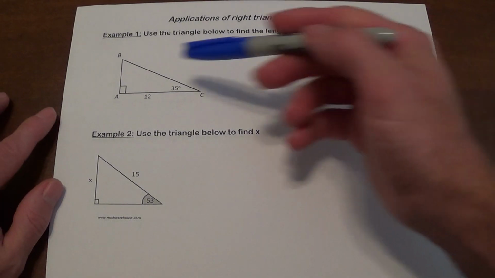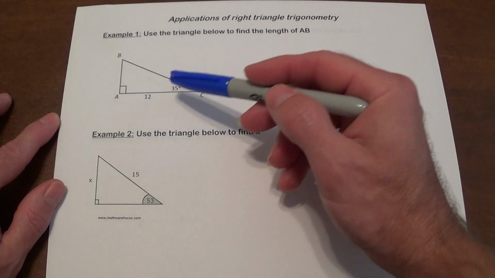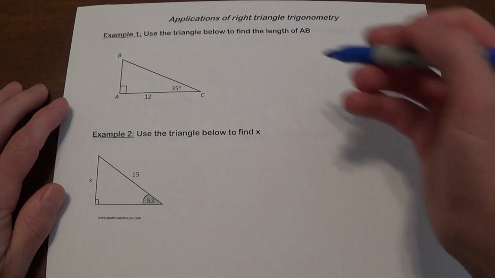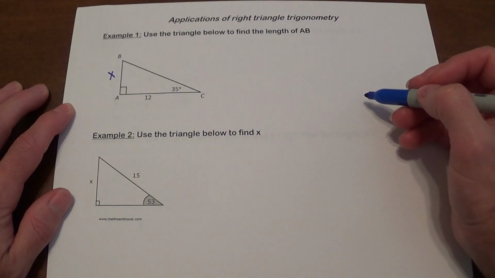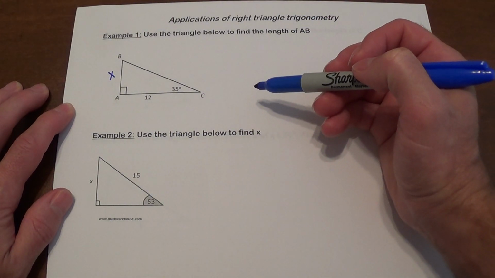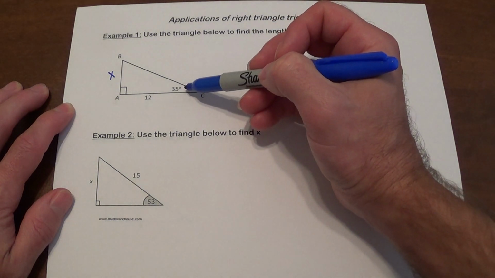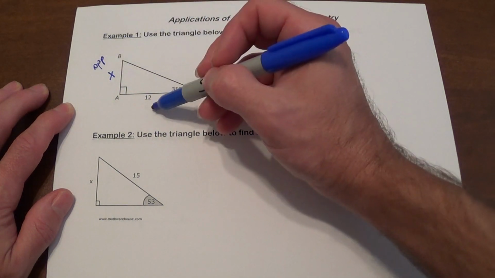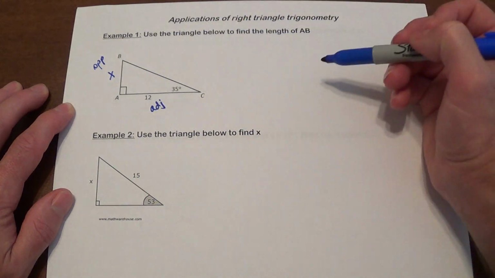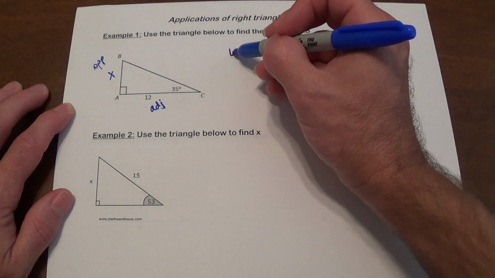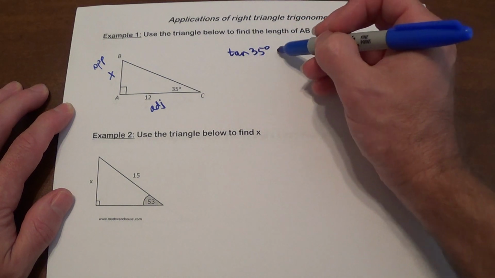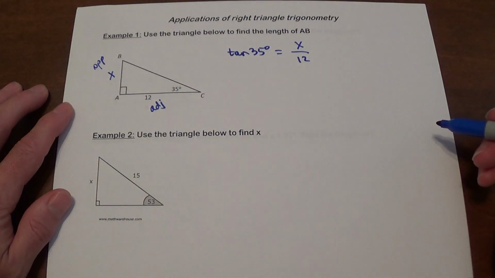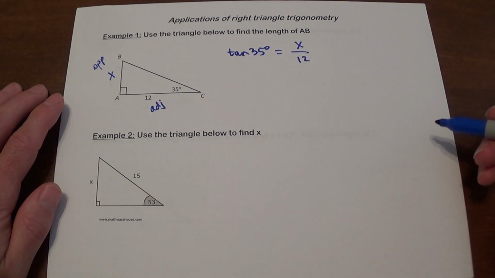Here's our first example. We have this right triangle here. This side is 12, this angle is 35, and the side that we're trying to find is AB. So let me call this X. For that angle, because the angle is going to determine what you are trying to work with, this is the opposite side and this is the adjacent side, which means we're going to work with tangent. So tangent 35 degrees equals x over 12, opposite over adjacent. Then you solve this equation.